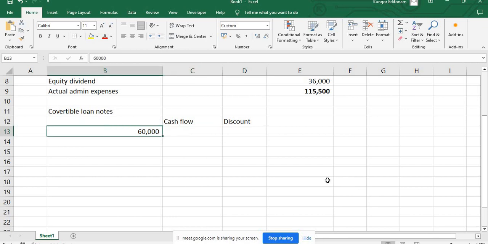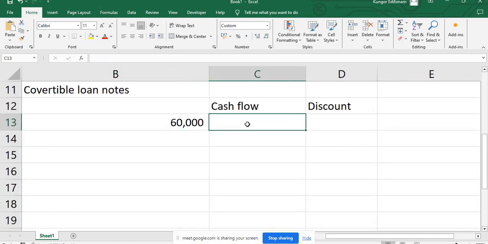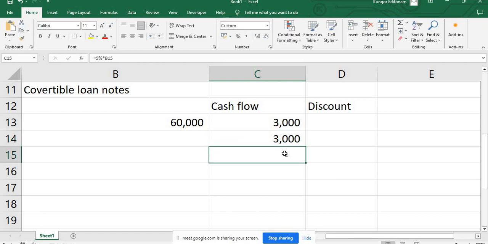The coupon will be 5% of this, so we have 3,000. Then we have another 3,000, for 3 years. So this will be year 1, this will be year 2, and this will be year 3.